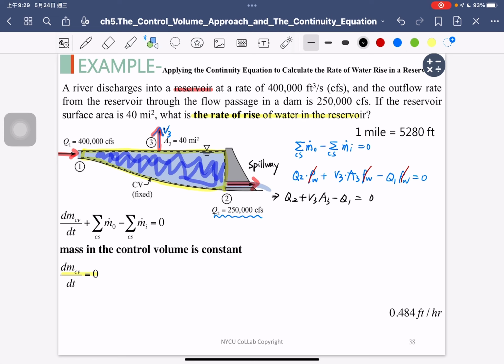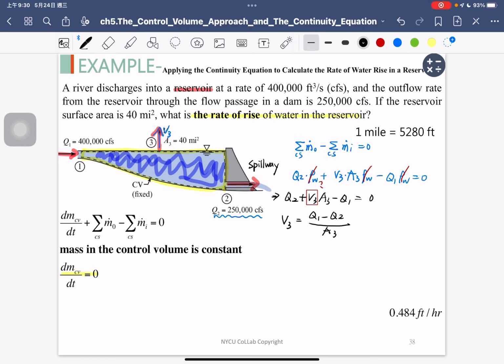And our target is that we don't know the rising rate, so V3 is our unknown parameter. We can rewrite the equation, keeping V3 and moving all the other parameters to the right-hand side. So V3 equals Q1 minus Q2, divided by A3. Then we can calculate how large the rising velocity is here.